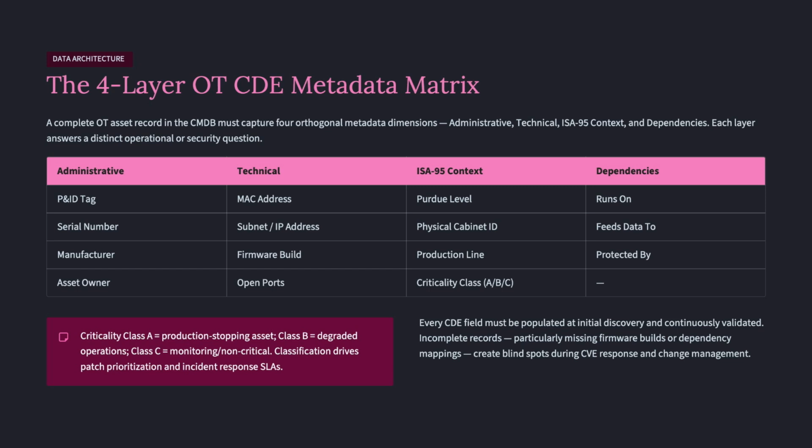Third is ISA-95 context, mapping each device to its Purdue model level, physical panel location, production line, and criticality class. And fourth, dependency, mapping how field controllers feed data upward into HMIs, SCADA nodes, and MES databases. Capturing these four layers transforms a basic IP list into an authoritative operational record.